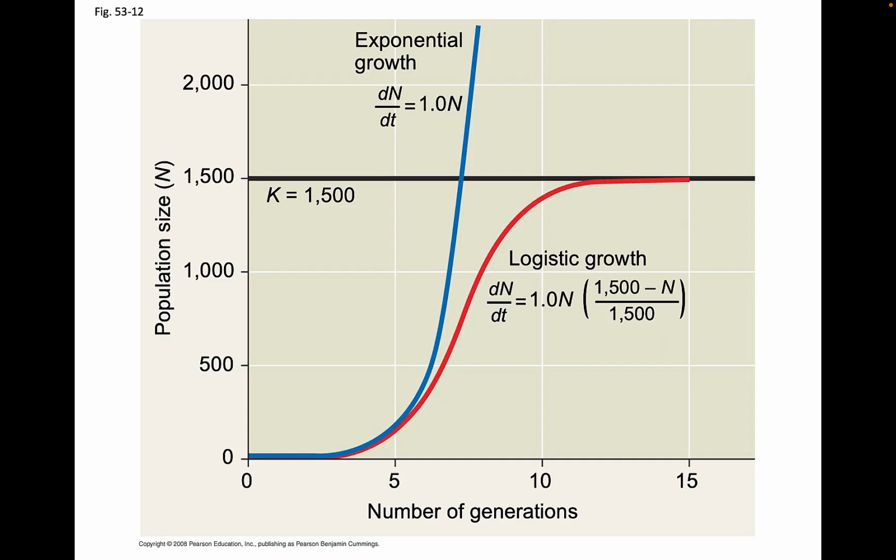Now, if we want to look at this, we could map the exponential and logistic growth rates for the exact same equation, one with an R value of 1.0 and a carrying capacity of 1,500. And what you see is that initially the logistic growth is growing pretty similar to the exponential growth, but then it diverges and starts to slow down.